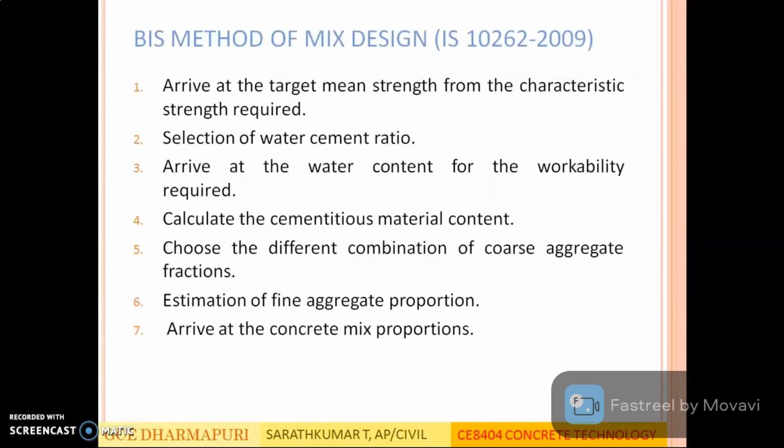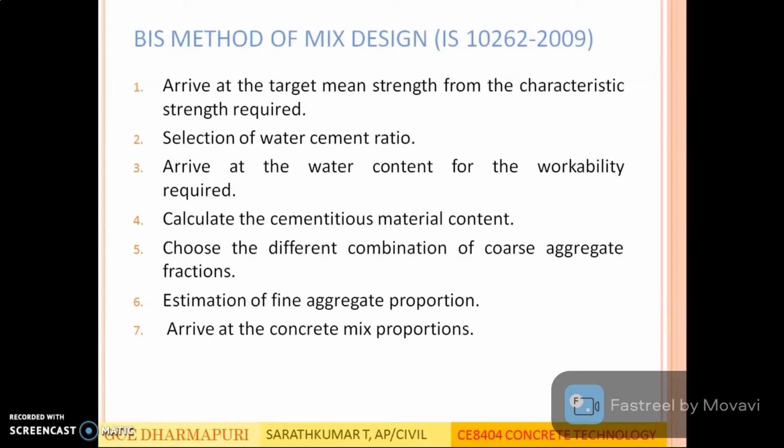So these are the step-by-step procedures of doing mix design as per IS 10262 2019. It was given in 2009, and there is a new code, 2019. So these are the various steps. There are totally 7 steps. First step is arriving at the target mean strength from the characteristic strength required. Once you know the grade of concrete, by doing simple calculations you arrive at the target mean strength. Once the target mean strength is known, you can select the water cement ratio from the code IS 10262. I will explain each and every step clearly in the upcoming slides.